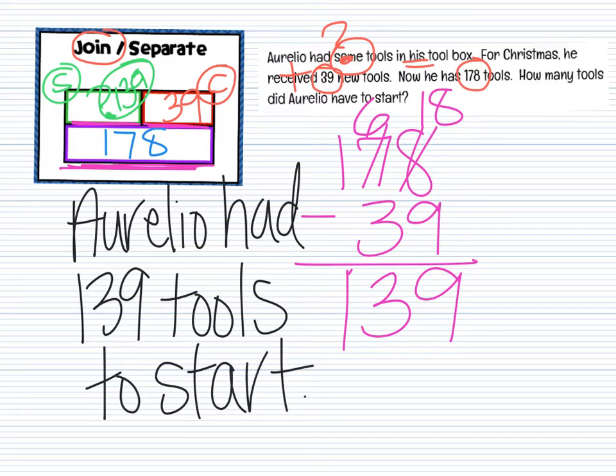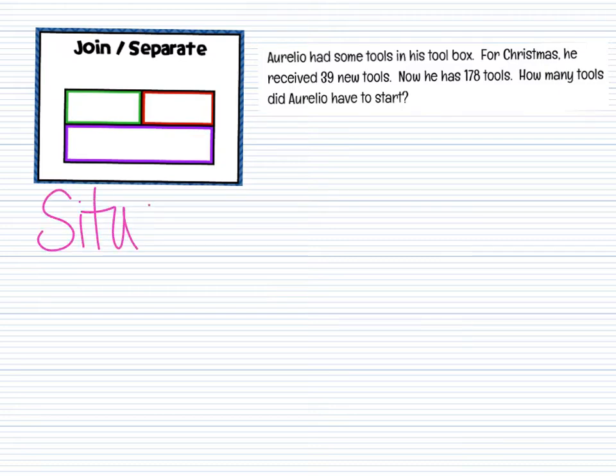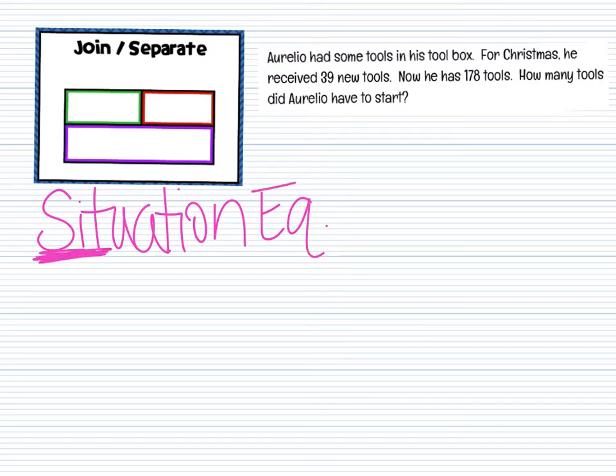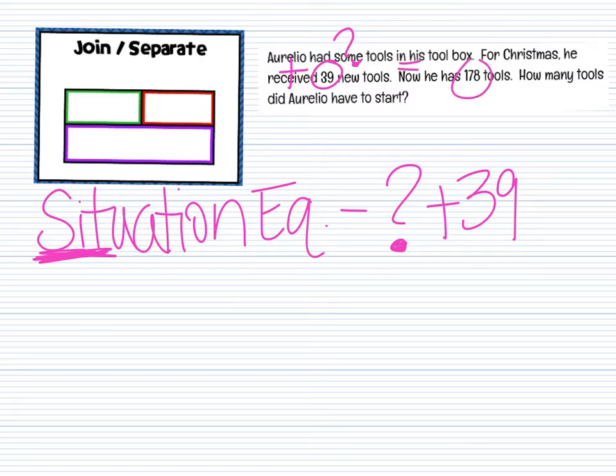All right, excellent. So I went through my mind movie steps, but I'm still not done because I have to write my 2 equations. So let's do that next. My situation equation, I'll always start with first because that's the easy one. That's the one that tells me, write it as you see it, so how the numbers sit. Remember, I started with he had some, so that's a question mark. So I'm going to start with the question mark. Some tools in his toolbox. For Christmas, he received, we knew that was plus 39. So plus 39. Now, remember, that tells me equal. Now he has 178. So there is my situation equation. Simple. It's where the numbers sit. And here I started with my question mark. Question mark plus 39 equals 178.